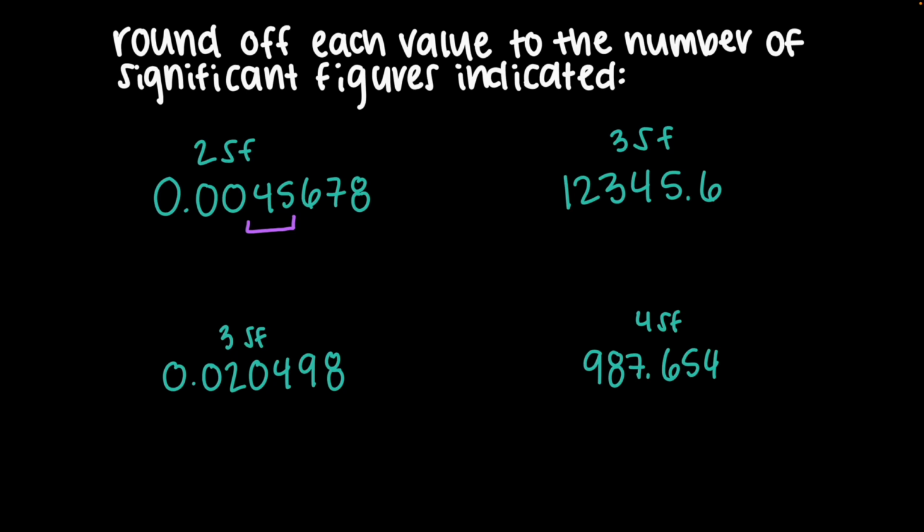To know if I need to round up or keep the 5 the same, we're going to look at the number right after the 5, and that'll be the 6. If the value after is 5 or above, we're going to round up. If it's 4 or below, we're going to keep it the same. 6 is going to be 5 or above, so the answer that we have is 0.0046.